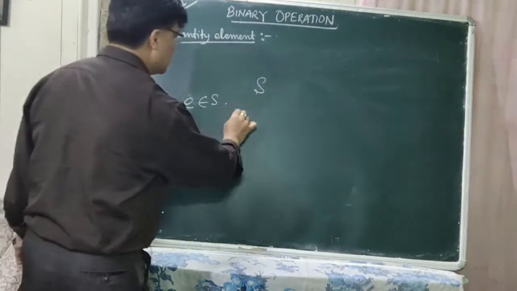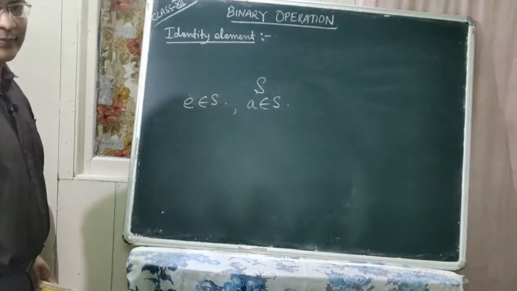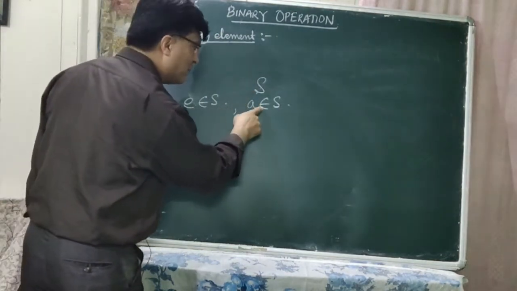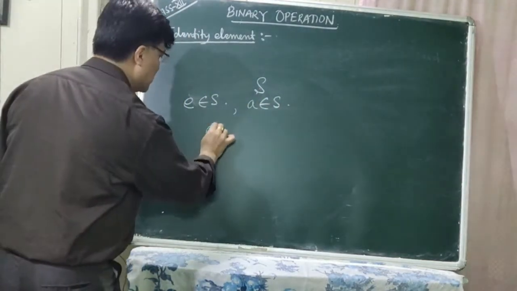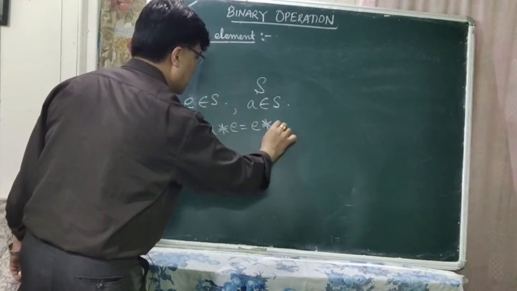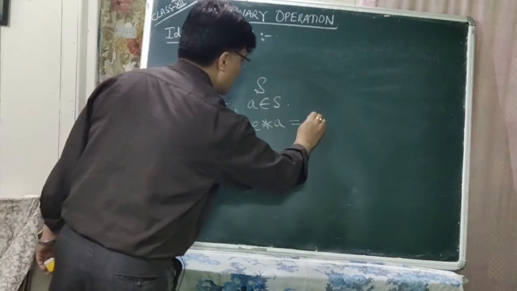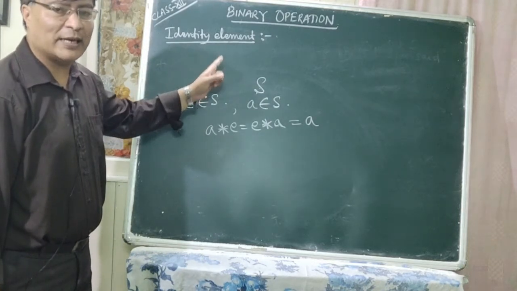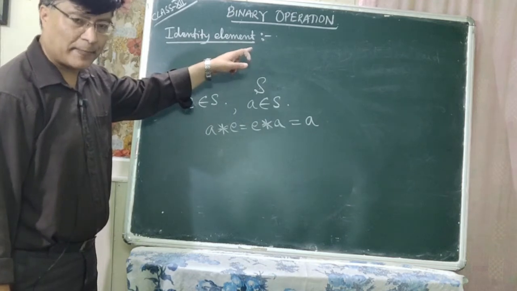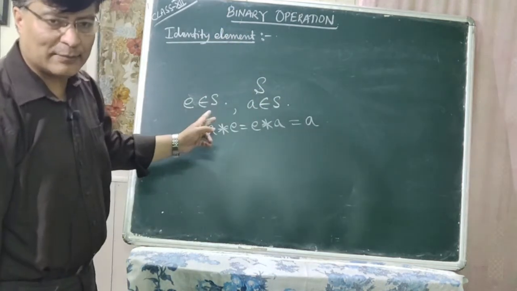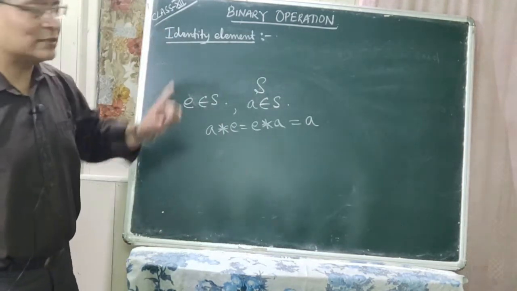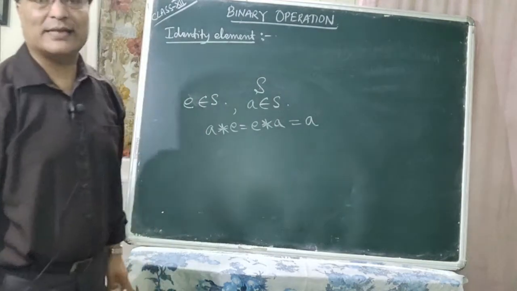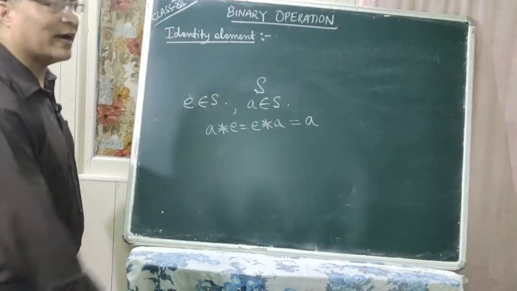Let us take any element A that belongs to the set S. If you can find A star E equal to E star A, that is, it should be commutative, which should be equal to A. So let star be a binary operation on a set S. E is said to be the identity element if A star E is equal to E star A is equal to A for all A belongs to the set S. Is that clear? That is the definition of identity element.